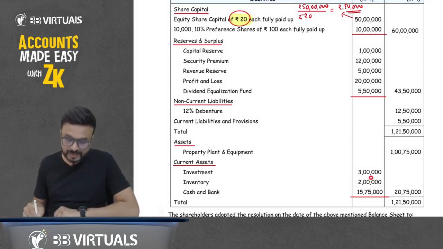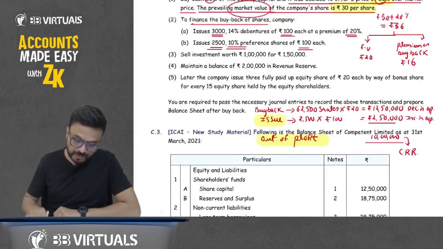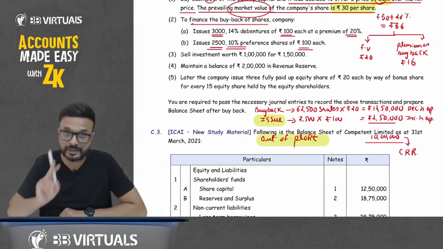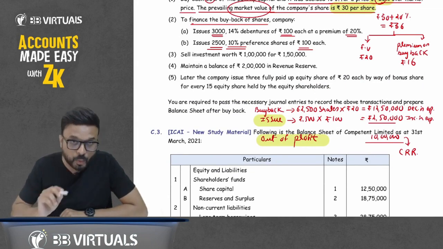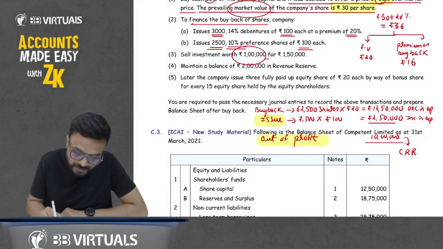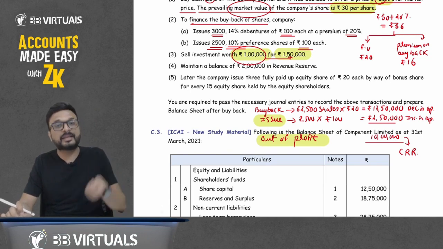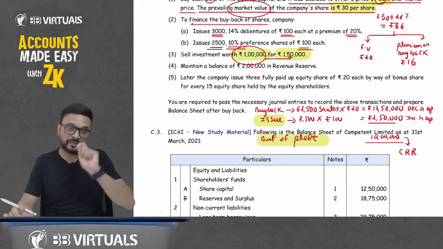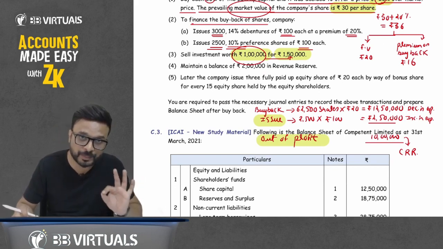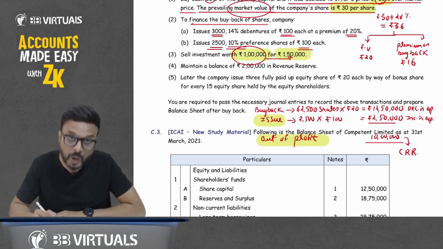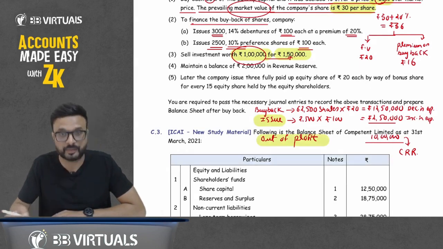Here the investment is of rupees 3 lakh. So here what happened? We are going to sell. The total investment which is given in balance sheet is of rupees 3 lakh. Out of 3 lakh, we are selling the investment of rupees 1 lakh at rupees 1 lakh 50,000. Understand the difference here. Total investment is of rupees 3 lakh which is given in balance sheet. Out of 3 lakh, we are selling the investment of rupees 1 lakh at rupees 1 lakh 50,000. So there will be a profit of rupees 50,000. Okay. Because we are not selling the investment of rupees 3 lakh at 1 lakh 50,000. We are selling investment of rupees 1 lakh at rupees 1 lakh 50,000. So there will be a profit of rupees how much?